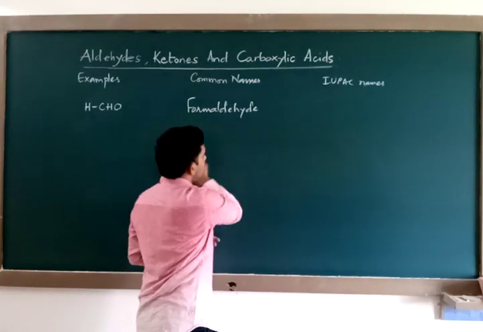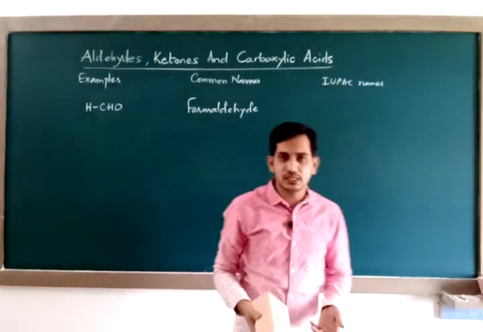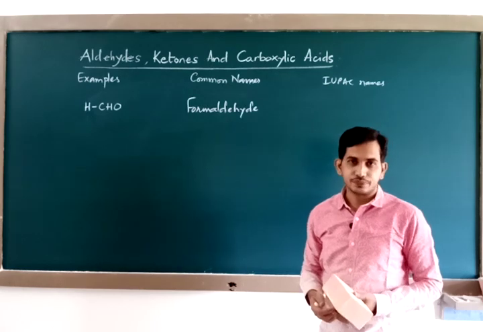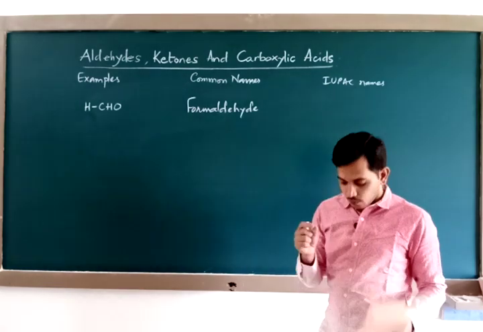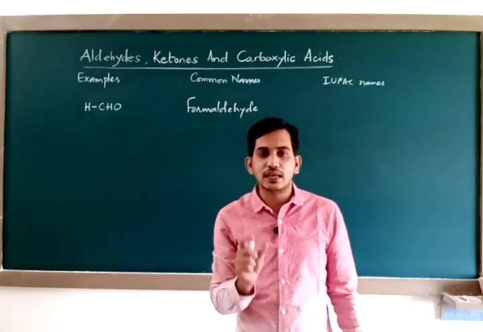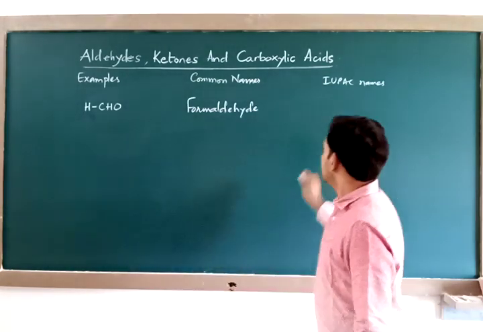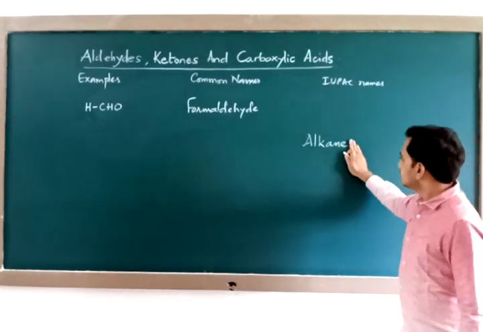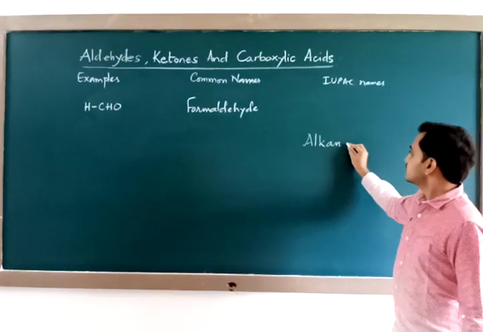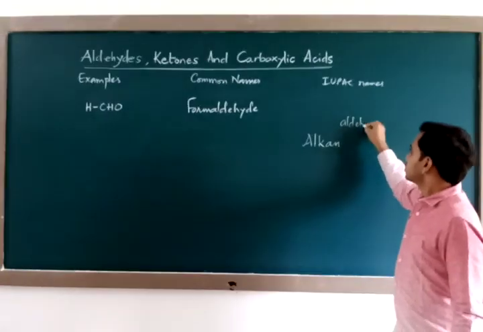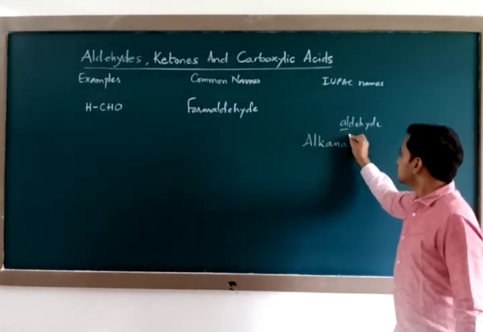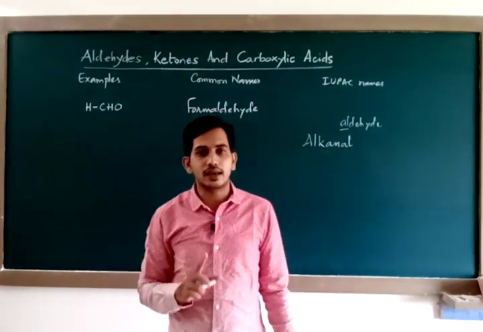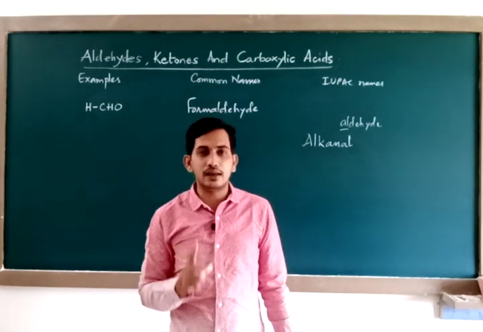Now, how do you name an aldehyde in the IUPAC system? In the IUPAC system, aldehydes are considered as derivatives of alkanes. While writing their names, the last letter of the alkane, E, is replaced. If this is an alkane, then the last letter E is removed and replaced by the first 2 letters of the word aldehyde, which are "al". Therefore, the IUPAC name of aldehydes is alkanal.